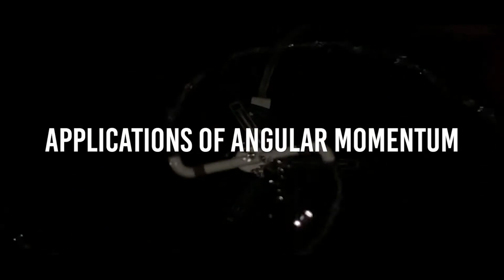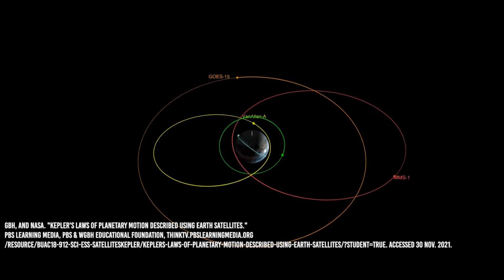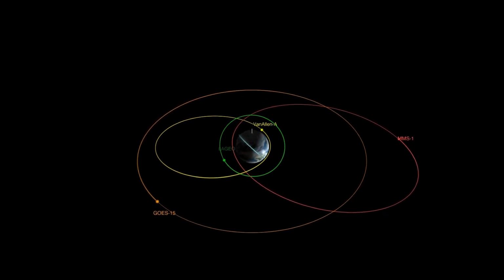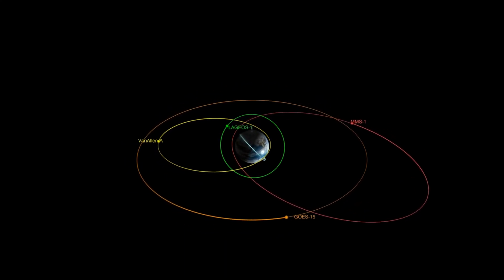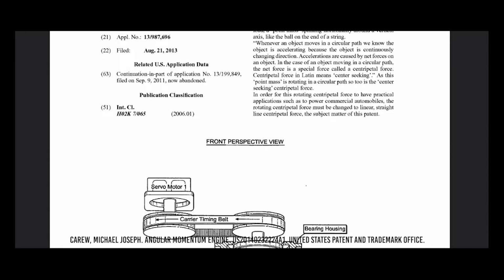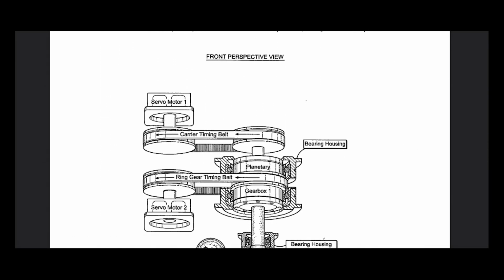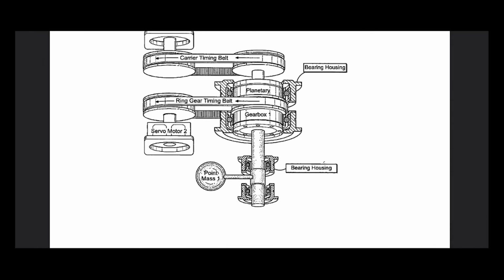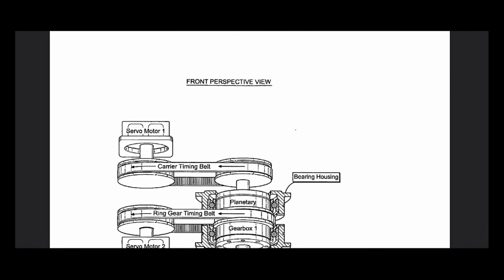There are many other applications that rely on the conservation of angular momentum. Take spacecraft or satellites in orbit. Ideally, their movement can be predicted by the Keplerian orbit model, in which angular momentum is conserved at each position in an elliptical pattern. Other engineers have also put the principle to good use, like inventor Michael Carew's angular momentum engine. His design can produce anywhere from a few to 1 million pounds of linear momentum that is generated by using a planetary gearbox's angular momentum.